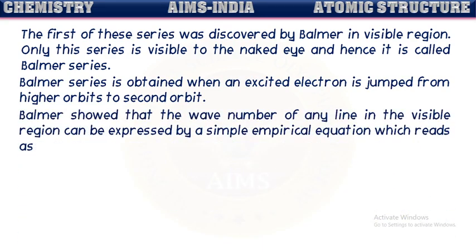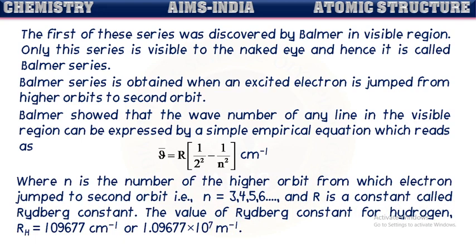Balmer showed that the wave number of any line in the visible region can be expressed by a simple empirical equation, which reads: nu bar is equal to R into (1 by 2 square minus 1 by n square) centimeter inverse, where n is the number of the higher orbit from which the electron jumped to the second orbit. That is, n is greater than 2, that is 3, 4, 5, 6, and so on.